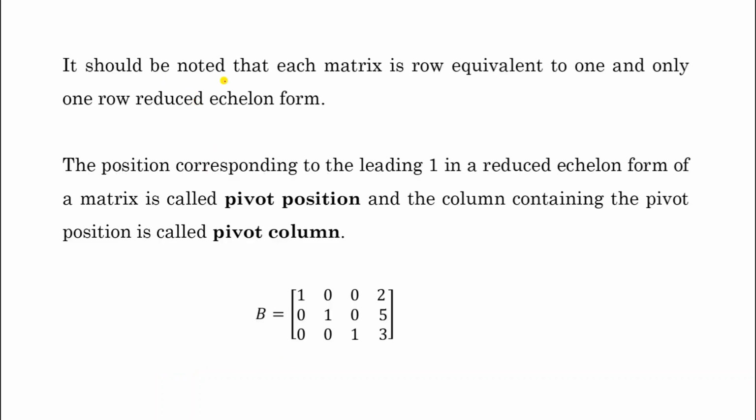Now, you have to note that each matrix is row equivalent to one and only one row reduced echelon form. It means for every matrix, there will be only one row reduced echelon form. The position corresponding to the leading one in the reduced echelon form of a matrix is called the pivot position. And the column containing the pivot position is called the pivot column. So look at this. This one is the first pivot position and this one is the pivot column. This one is the second pivot position and the column is this one. Similarly, this one is the third one and the column is this one.